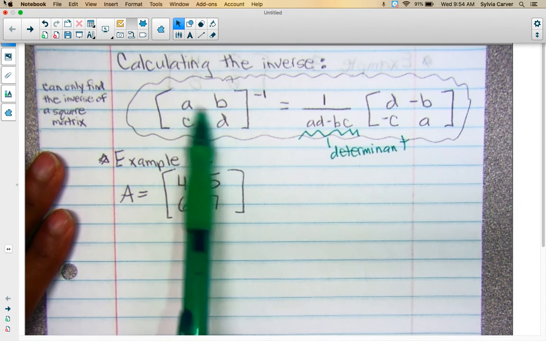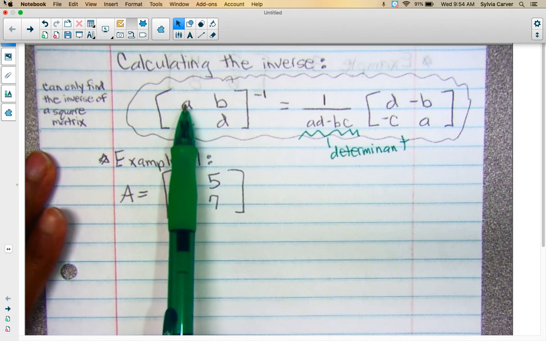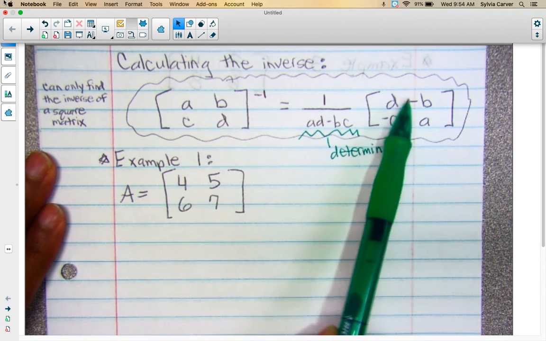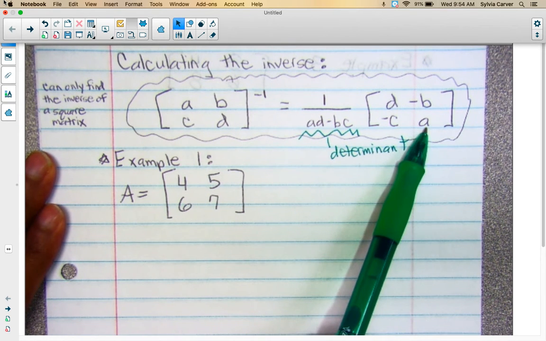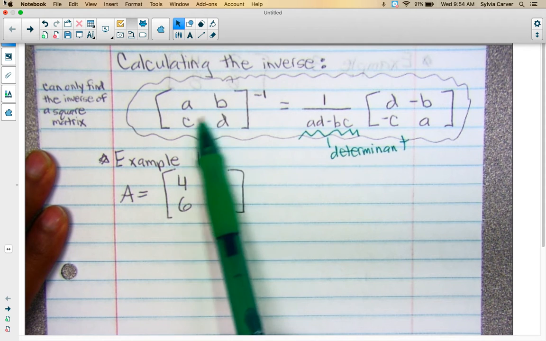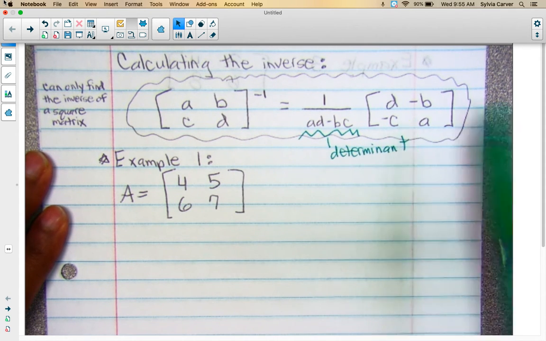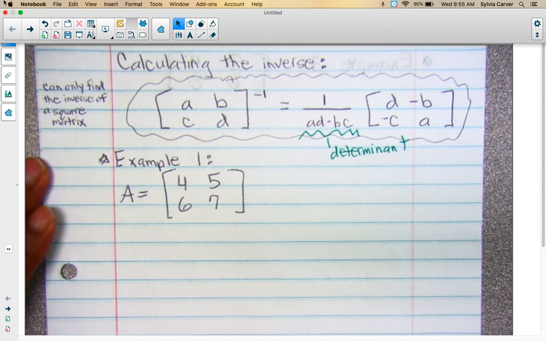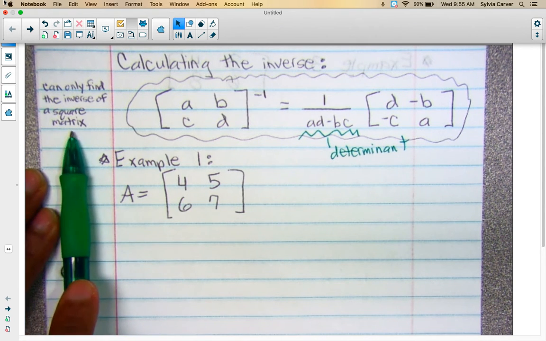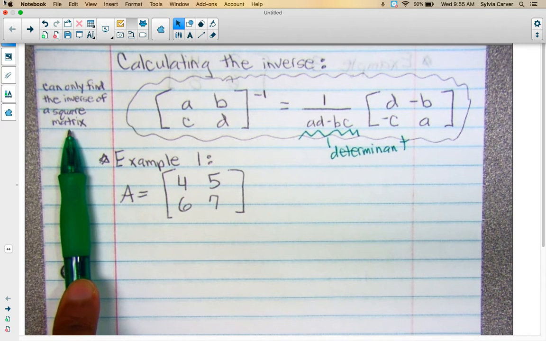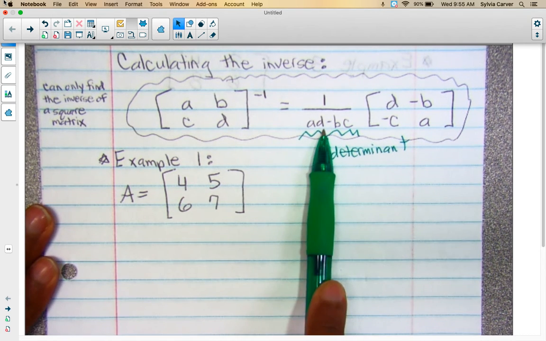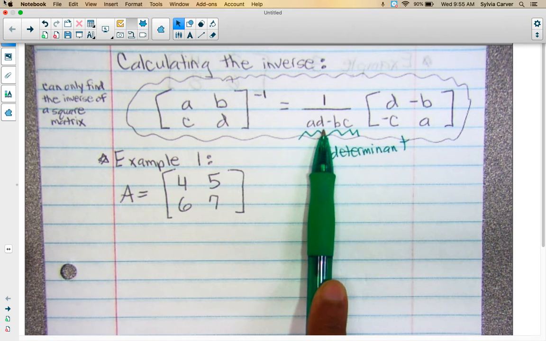You switch these two numbers. Wherever A and D are, you switch those two numbers. Notice it's now D, A. Then we take the opposite of the other two numbers. Once we multiply that matrix out, it will give us the inverse of the matrix. We can only find the inverse of a square matrix. Again, making a connection back to yesterday, you can only find the determinant of a square matrix.